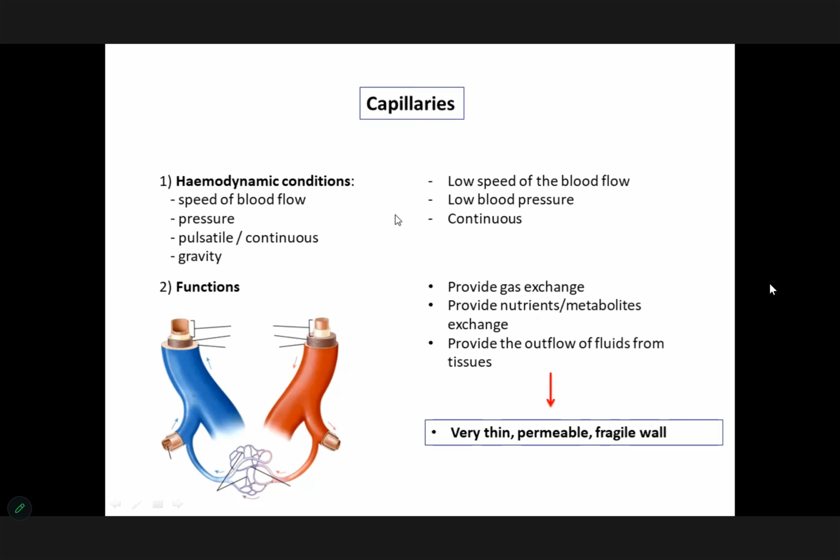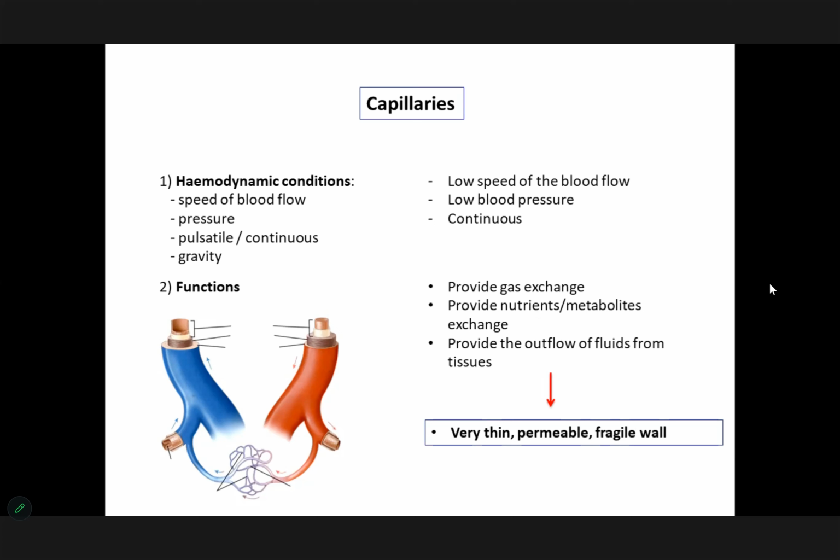Capillaries. In capillaries, we have low speed and low blood pressure, and the blood flow is continuous without pulsing. Functions. Capillaries provide gas exchange and exchange of nutrients and metabolites between the blood and tissues. And also capillaries provide outflow of fluids from tissues. So capillaries are the only vessels for gas exchange.